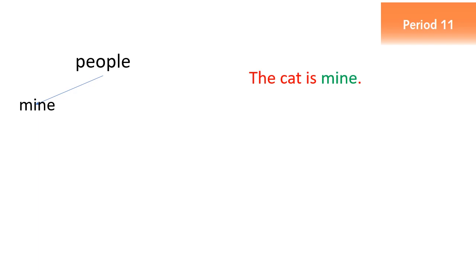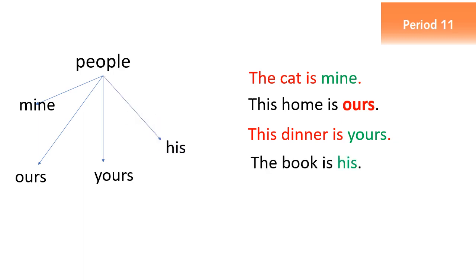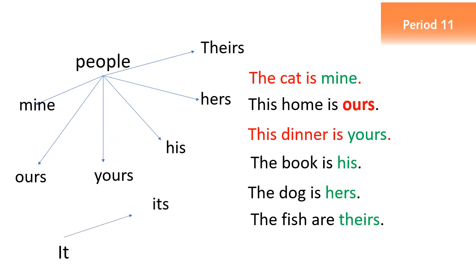Mine. The cat is mine. Ours. This home is ours. Yours. This dinner is yours. His. The book is his. Hers. The dog is hers. Theirs. The fish are theirs. And it. Its. The paw is its. Now please note mine, ours, yours, his, hers, theirs, its, followed by nothing. Followed by nothing.